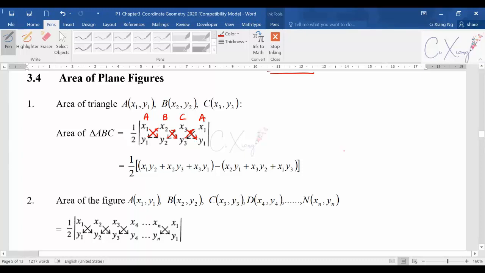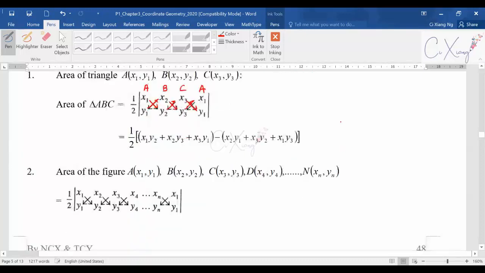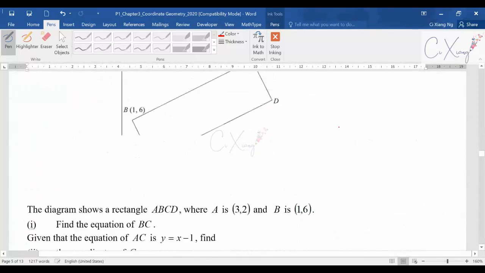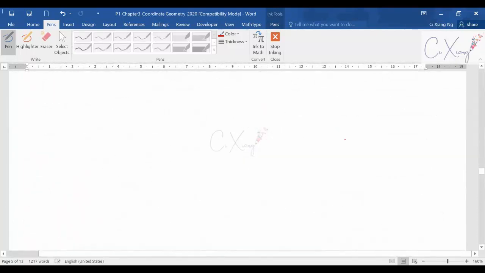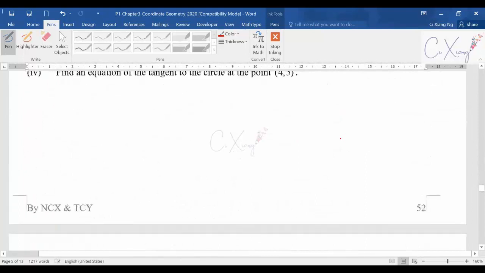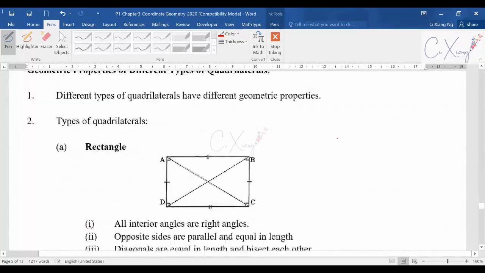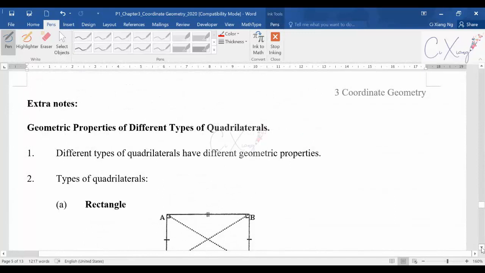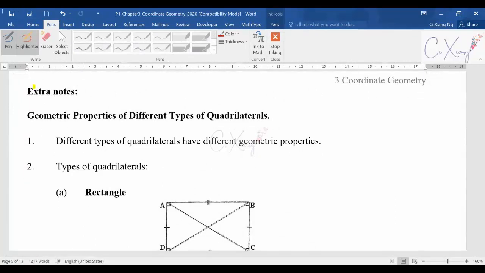But before we go into the past year question again, there's one more part that is quite important. I think it's quite useful for you to refer to. Okay, so if you scroll down to the end of this chapter, I give you a part which is the extra notes. I hope that you can see this. This is the extra notes here. All right. So you need to know some properties of the different types of quadrilaterals or maybe different shapes. Okay, some properties of the shapes are quite useful. All right. If you want to use them to answer some of the questions.